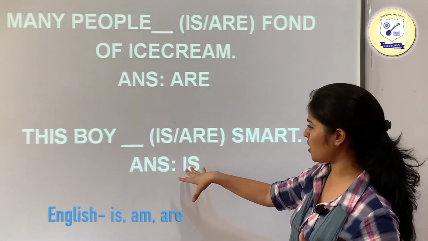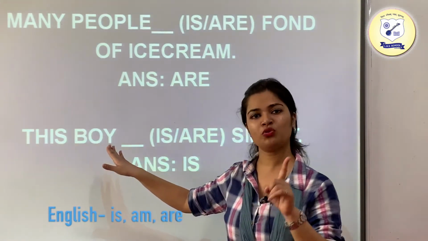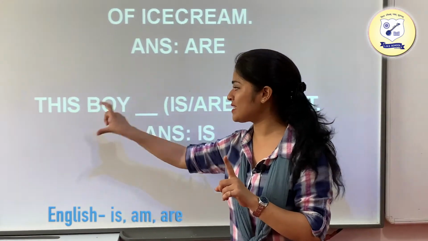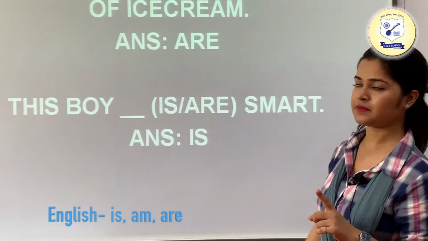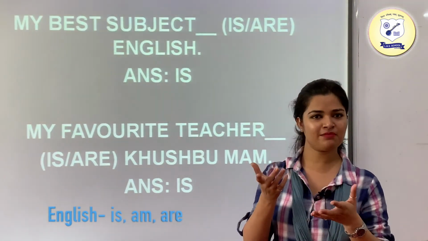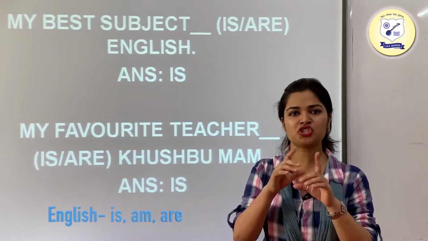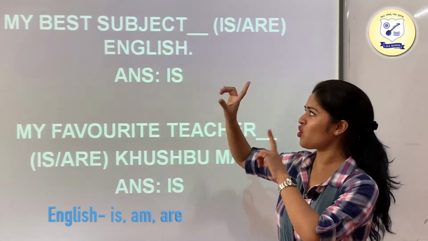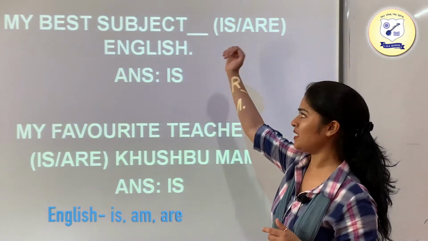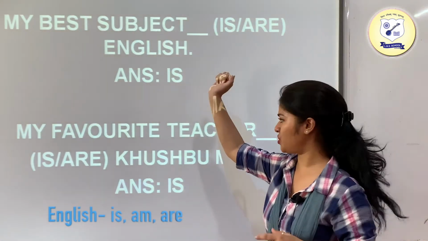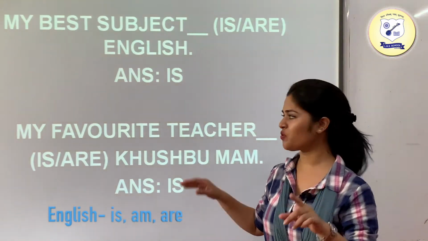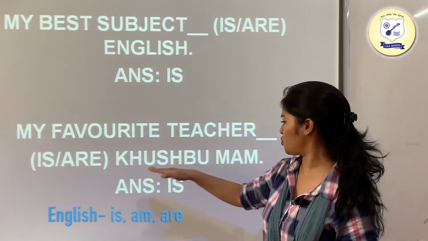Similarly, this is your another example: "this boy". I have told you that this is a singular pronoun. So what we are going to use is "is": This boy is smart. "My best subject dash." Since we could have only one if you are talking about the best subject, it should be one only. If you are talking about one thing, which is singular, so: My favorite subject is English. Similarly, my favorite teacher, if you are talking about one, so it should be: My favorite teacher is Khushbu ma'am.